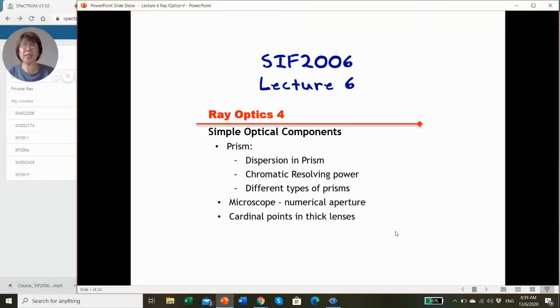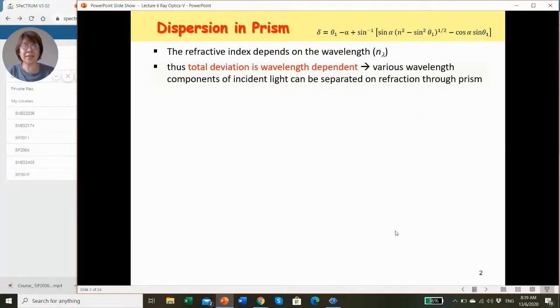This lecture will discuss prism, dispersion in prism, its chromatic resolving power, and different types of prisms, as well as the microscope and its numerical aperture, and it will end with cardinal points in thick lenses.